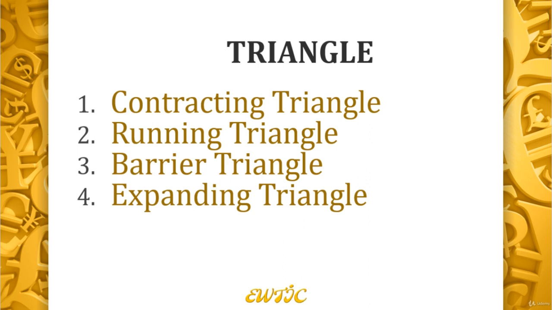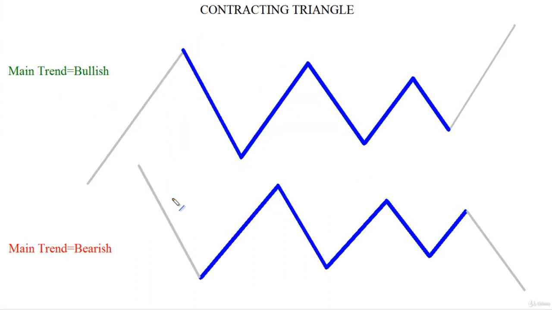So let's first discuss a triangle in general. This in front of you is a triangle, right? The triangle above is when the main trend is bullish. This gray line exhibits the main trend, and this blue line is our triangle. This is a corrective wave pattern, okay? And this triangle at the bottom is when the main trend is bearish, when the main trend is to the downside.